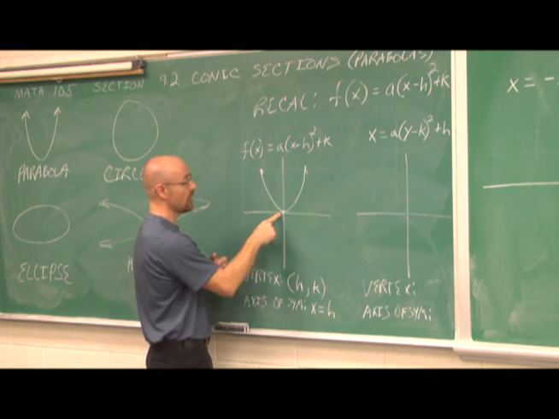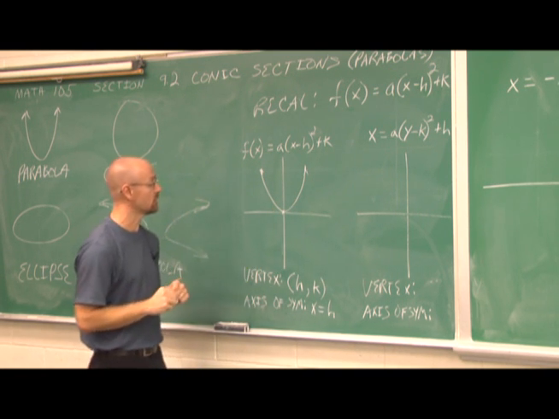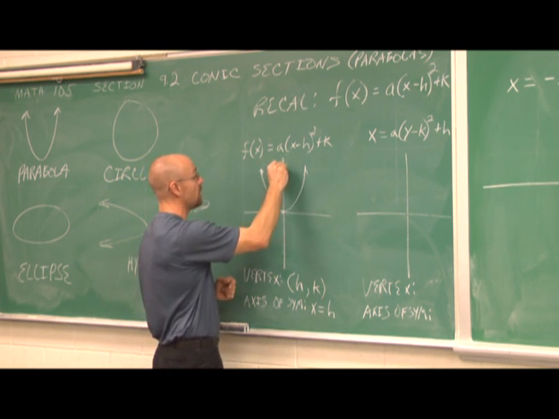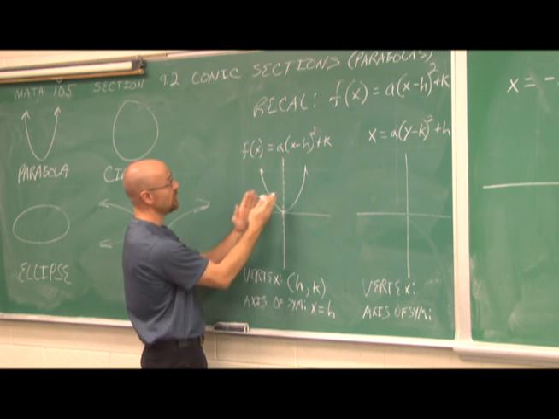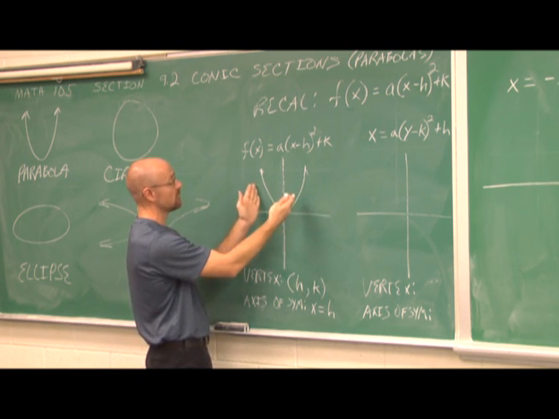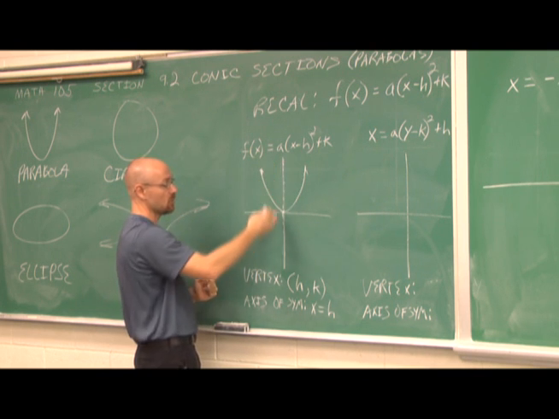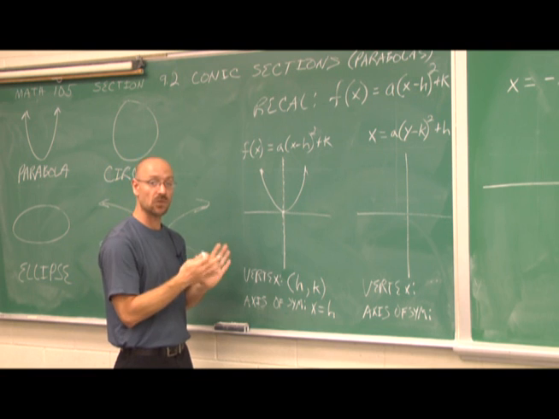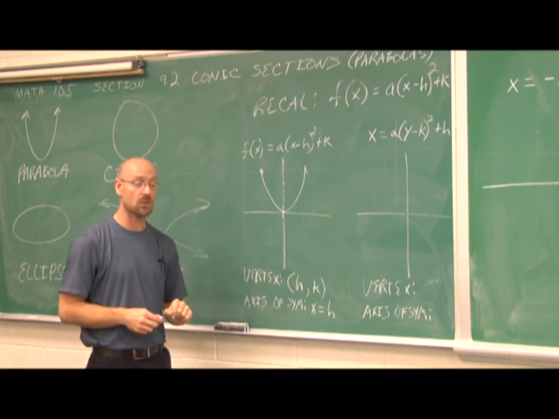So I have my vertex h and k, in this case 0, 0. And my axis of symmetry is x equals h. Well, I just said h was 0. So I can see everything symmetric from this h value to the right and to the left. And that's why x equals h. And this may be shifted to the left or to the right, but x equals h will always be the axis of symmetry.